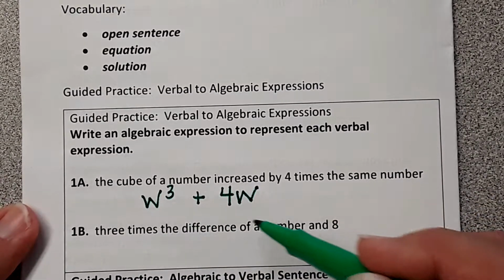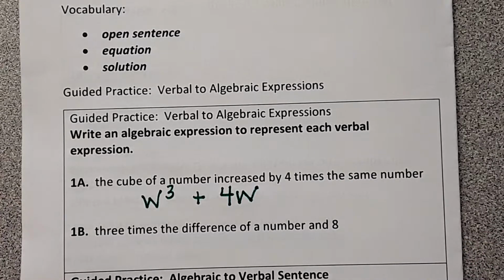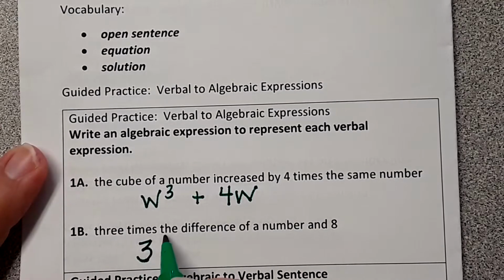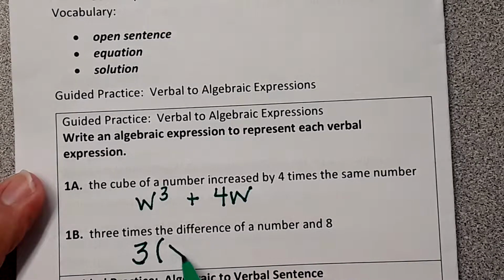3 times the difference of a number and 8. So because it says 3 times the difference, that means we're probably going to have some parentheses. So 3 goes on the outside, parentheses, the difference of a number and 8. You can use any variable you want to. So what letter do you guys want to use? X. We can use X. Difference means subtraction, and then we'll put 8.